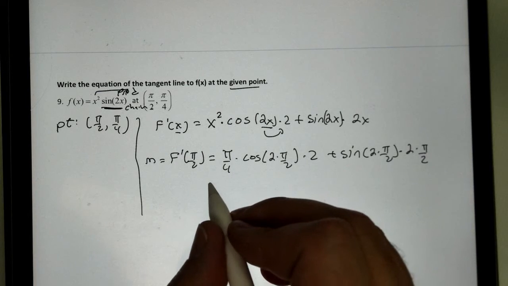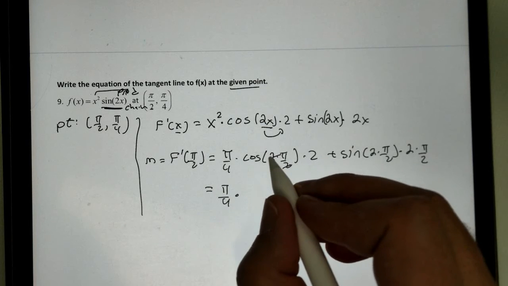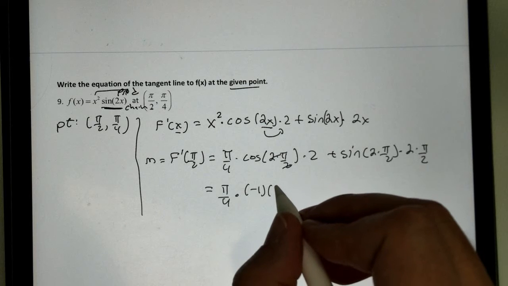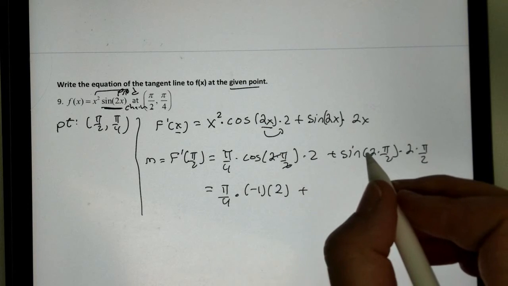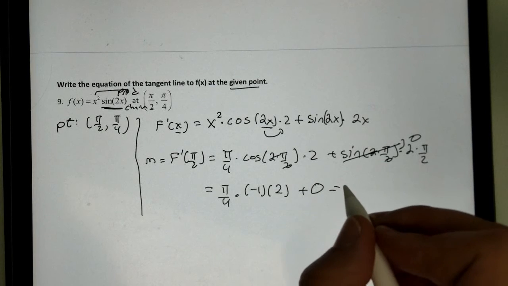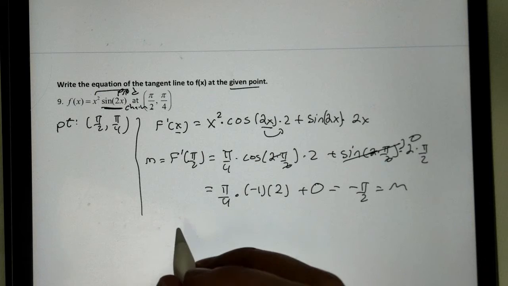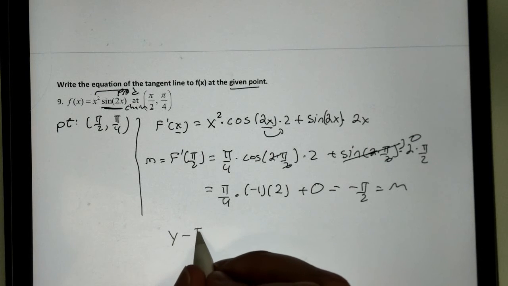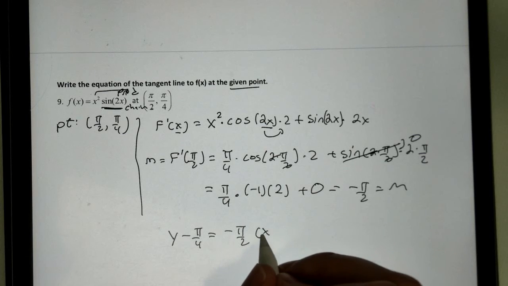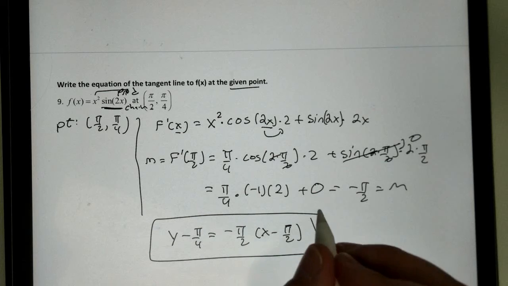And simplifying here, we should be able to know this. Pi over 4 times, those cancel. Cosine of pi is negative 1 times 2. Sine of pi is just 0, so that whole term is just 0. So what are we left with? Negative pi over 2. And there's our slope. So my tangent line: y minus pi over 4 equals negative pi over 2, x minus pi over 2. And there's your tangent line.